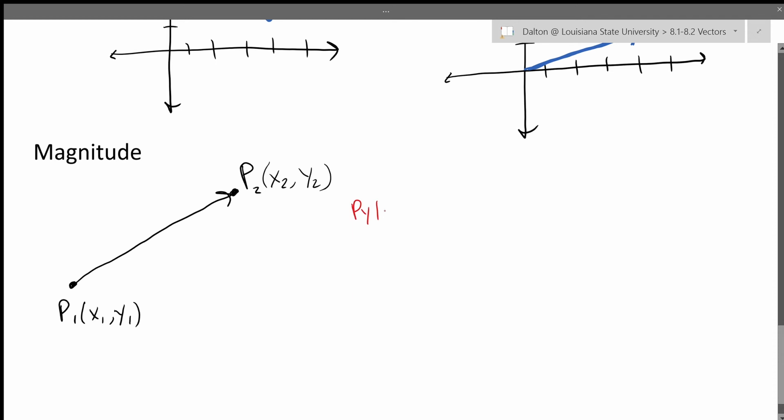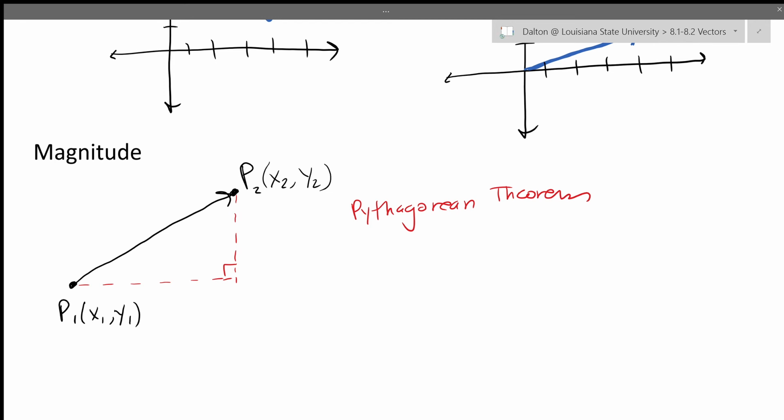is that we can use the Pythagorean theorem, right? Basically we can take any kind of vector like this, and sketch out the horizontal and vertical distances, create a right triangle, voila, use the Pythagorean theorem to find the length. Now, how can I represent that horizontal and vertical change?